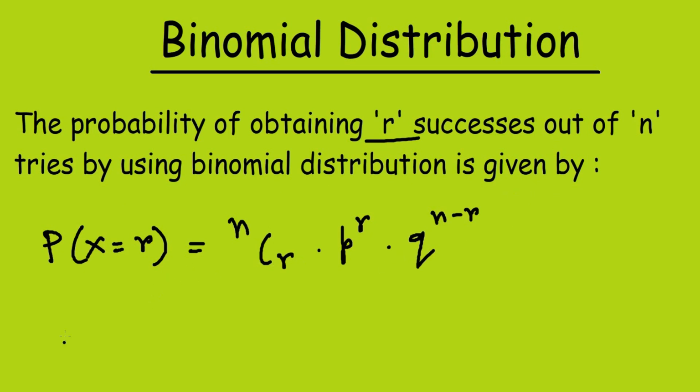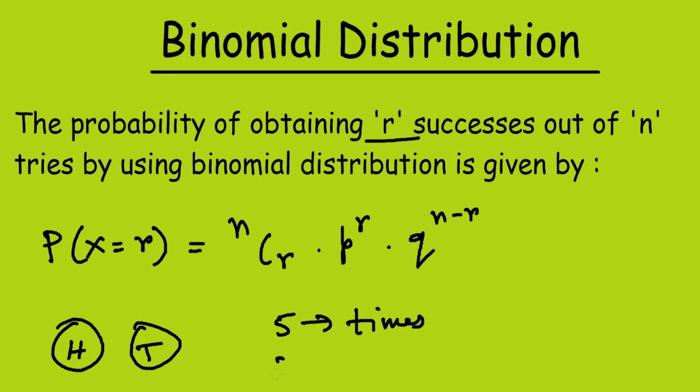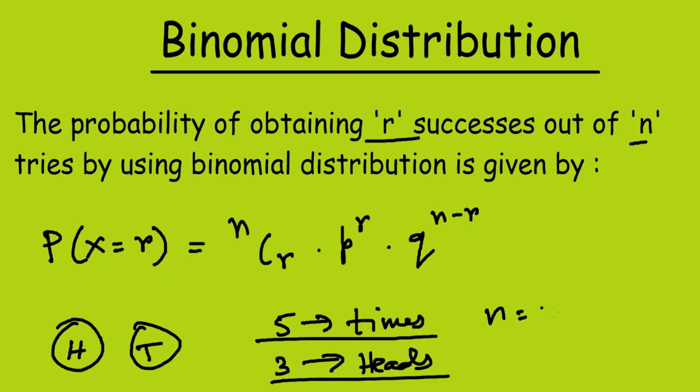So imagine I have a coin. There are two sides, head and tail. Now suppose I am tossing this coin 5 times and I want to obtain 3 heads. Then what will be the value of n? The value of n will be 5 because I am tossing it 5 times.